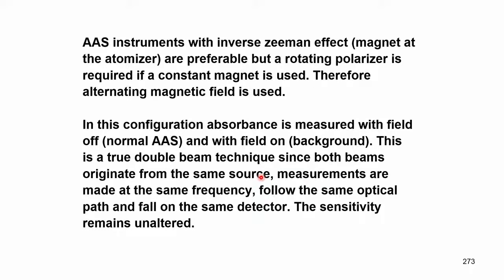So, any change in the signal is automatically attenuated, because with the field on, I measure the background. With the field on, I measure only the background, because the sigma are removed, pi is rotated out. So, whatever is the remaining residual radiation, I am measuring. With field off, I measure the normal AAS. So, it is just like deuterium lamp correction, but much better. Why, we will see a bit later.